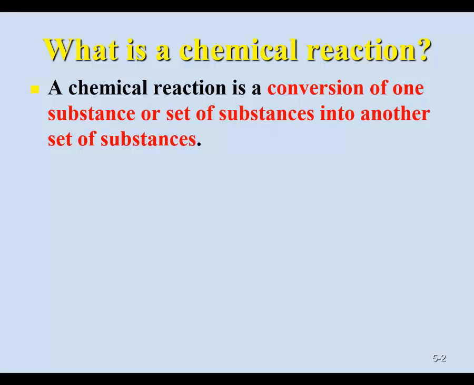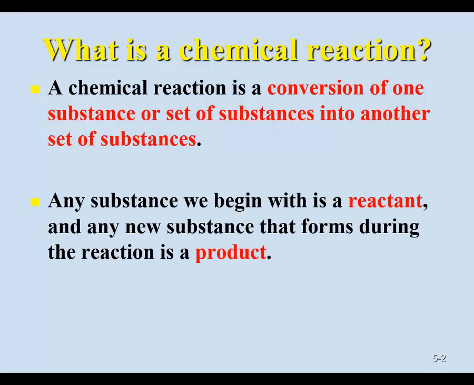If you were to end up with the same substances after the end of the process, that would indicate maybe you only went through a physical change. So any substance that we begin with at the beginning of this process we call a reactant. And any new substance that forms during the course of the reaction we call a product.